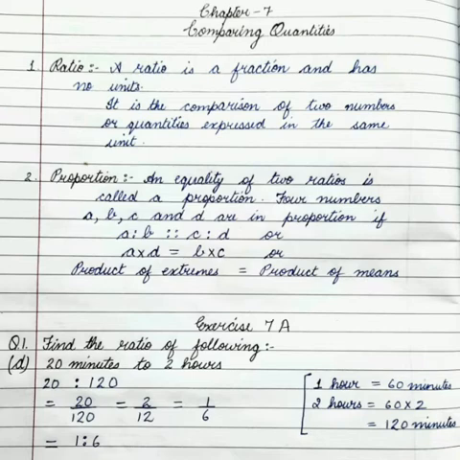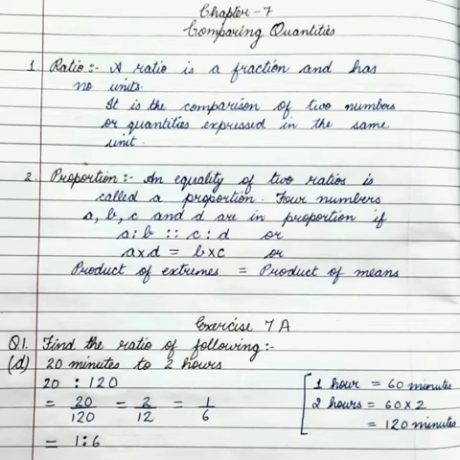Four numbers, let's take A, B, C and D, are in proportion if A is to B is proportionate to C is to D. Now we can write this as A into D is equal to B into C. This we have got by cross multiplication, or you can also say the product of extremes will be equal to the product of means. Now let's take exercise 7A, question number 1.